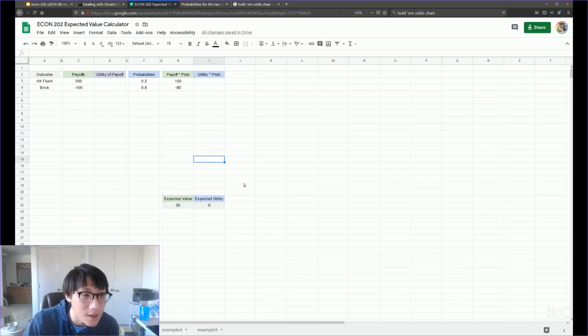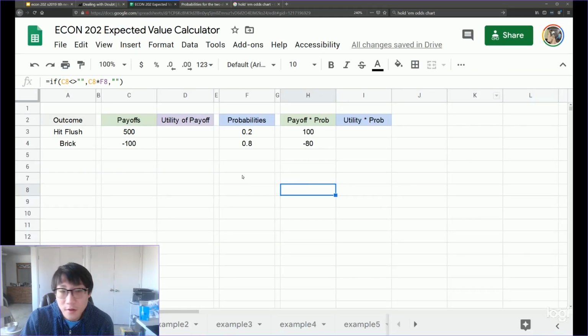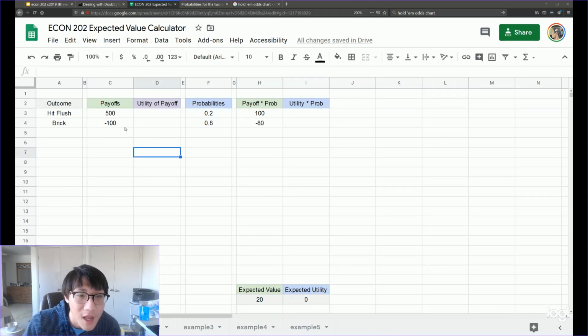Okay, so let's have a look at this expected value calculator that I have here. I'll make it a little bit bigger for you. Okay, so you can see here I have a table of values, and I have plugged in the parameters, the numbers that we just talked about, right? So in this situation, we're considering two outcomes. Outcome 1 is you hit your flush, and outcome 2 is that you brick.